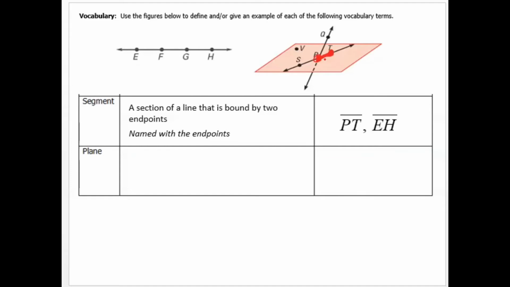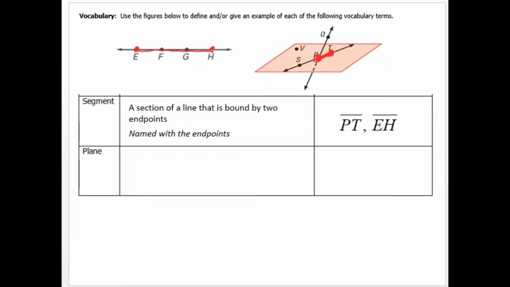Then we have EH. So this is another example of a segment. Notice for segment bars here, when you're naming it, it doesn't have arrows on either end. So you would just name it EH with a segment bar on top. And that segment goes from E to H, and it's only the segment there. It does not include the arrows to the left and to the right of it.